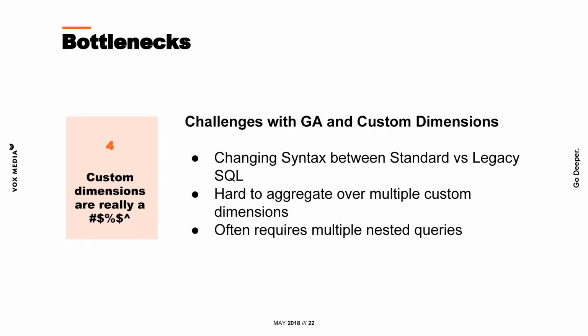What are some of the particular challenges with Google Analytics, or any of these databases that have this kind of nested record structure, which seems like an innovation to hold more and more data, but in fact makes it harder for you to extract stuff out? Google Analytics in particular switched from legacy to standard SQL recently. Some things work in one, some things work in the other. It's hard to aggregate across that was just one custom dimension.